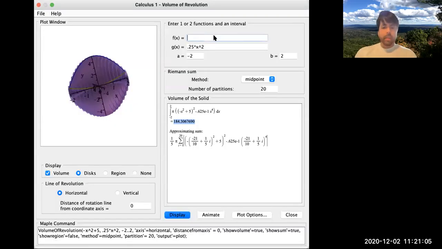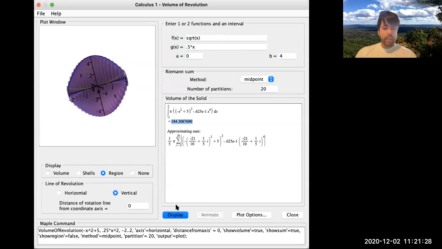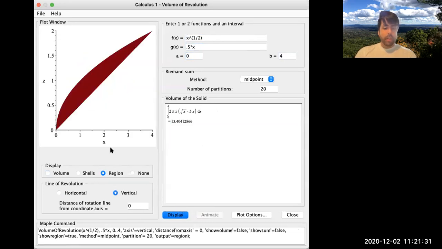So the upper function here would be the square root of x, and the lower function would be 0.5 times x. And I'm going from 0 to 4. And the vertical axis is what's going to happen here. So you see, this is the piece that I get. Do you guys see that? This is the sliver that I want to revolve around the y-axis.